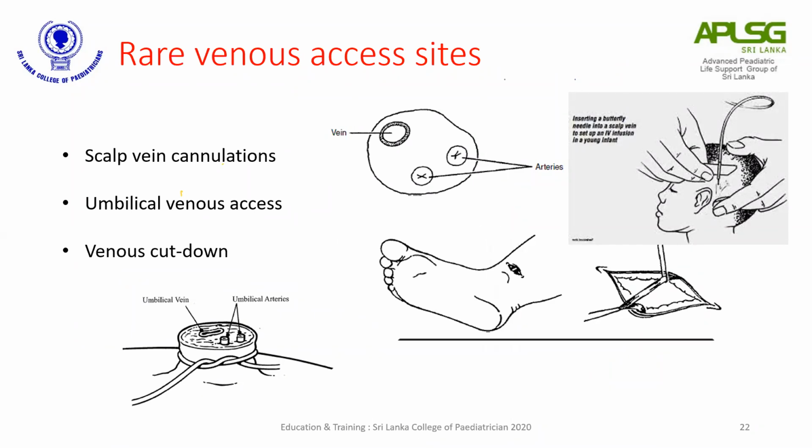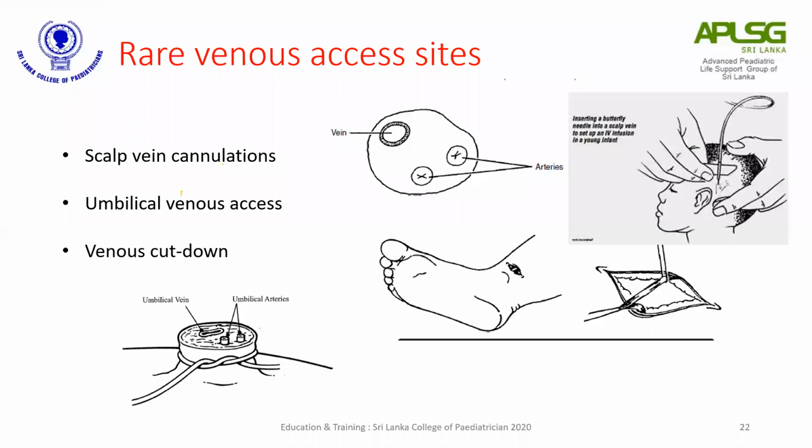In rarely difficult cases, we can use the scalp vein, especially in children. So you can use the temporal, frontal, or posterior auricular area. Here you have to use a butterfly cannula for the access. And in newborns, the umbilical venous catheter is an important source.